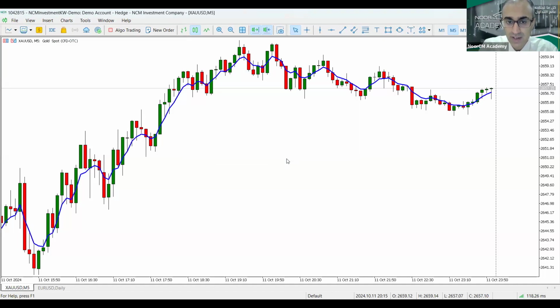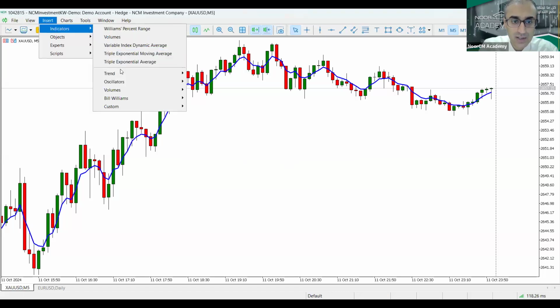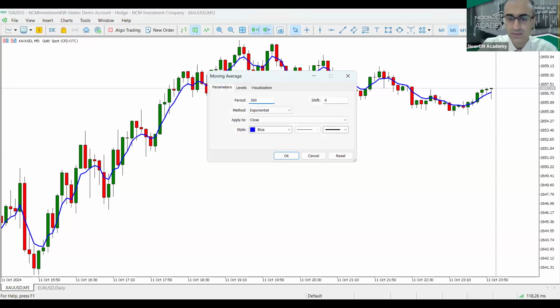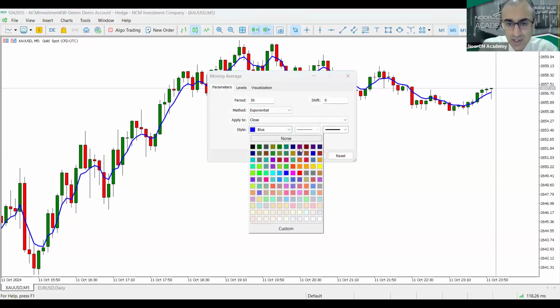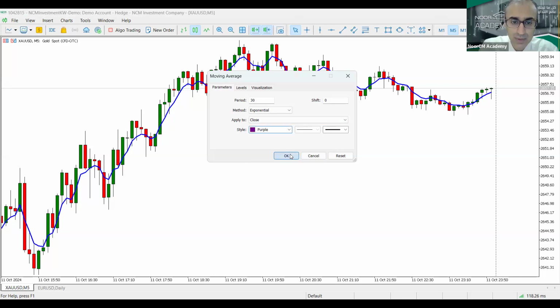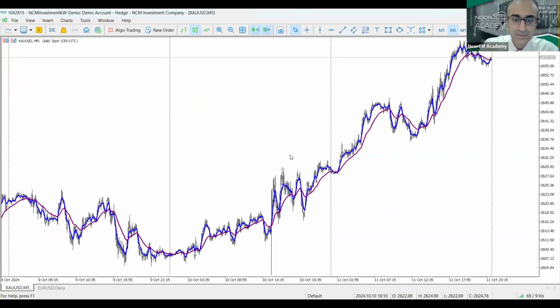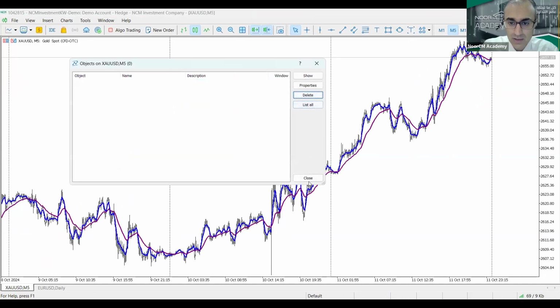All right. First, this is step number 1. Step number 2, insert indicators, trend, moving average, 30. I'll color this, you can choose the color as per your discretion. I'll color it purple. I'll hit the OK button. Okay, now let's get rid of the drawings, close.